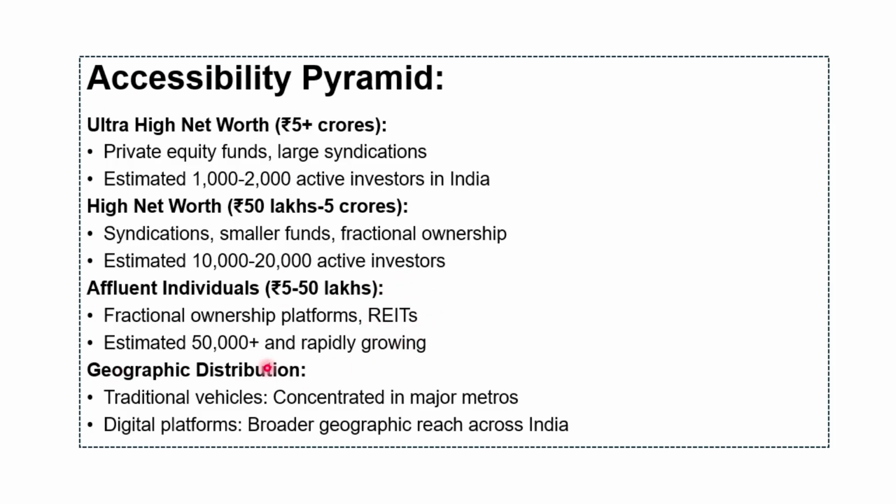And coming to geographical distribution, traditional vehicles are concentrated in major metros, and with digital platforms we have broader geographical reach across India. So if we are talking about a normal buying, or going for certain specific types of arrangements, then in that case you have concentration in specific cities, while in digital platforms anyone from anywhere can invest in a fractional ownership platform, or they can invest in REIT. So more and more people can access them through digital platforms.